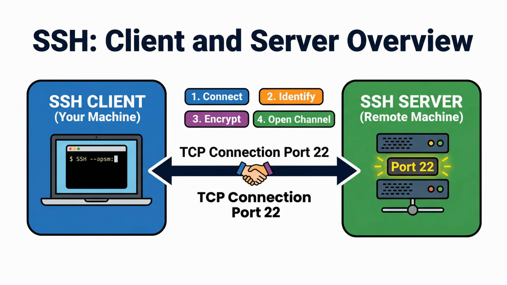Alright, let's talk about the two players in every SSH connection. You have the SSH client, that's your laptop, your local machine, whatever you're typing from. And you have the SSH server, the remote machine you want to connect to, usually running a Linux server somewhere. When you type that SSH command, your client reaches out to the server over TCP, specifically on port 22 by default. The server goes, "Hey, who's there?" The client identifies itself. They shake hands, they negotiate encryption, and then the secure channel opens. It sounds complex, but we're going to walk through each step, so it'll feel completely natural.